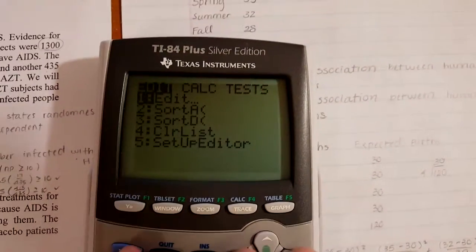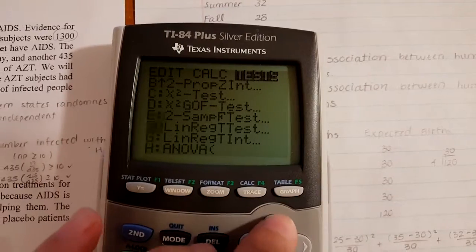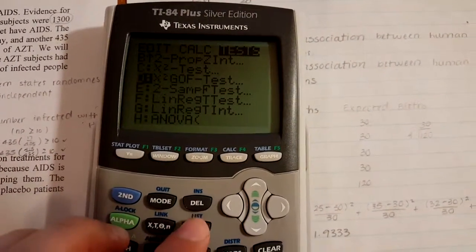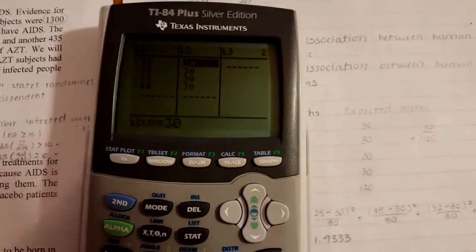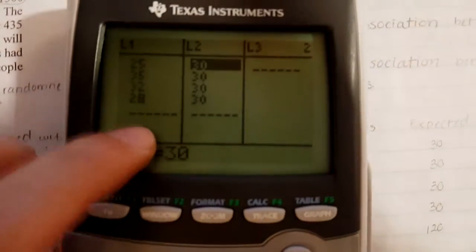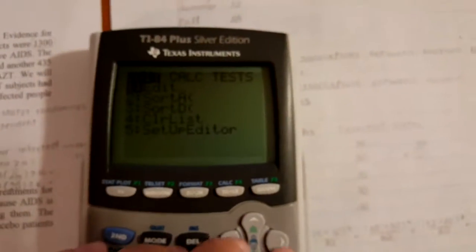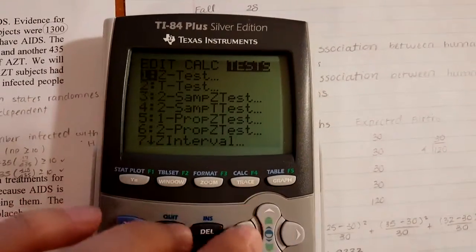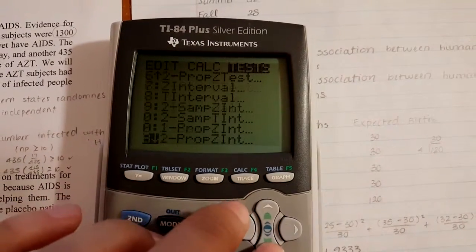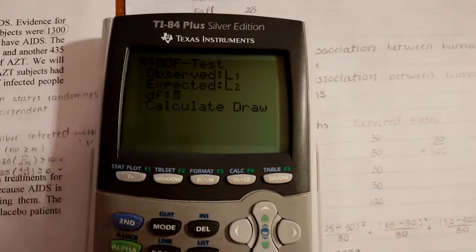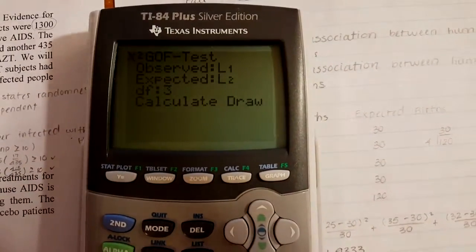the chi-square test for goodness of fit, which is GOF right here. Now, first of all, you need to go to stat edit and plug in your observed value and expected value. After you've done that, like I said, you go to the goodness of fit. Here it is. And then L1, L2. Degree of freedom is 3.